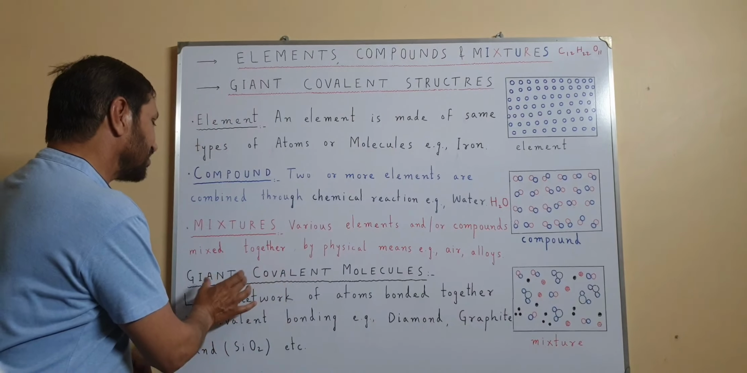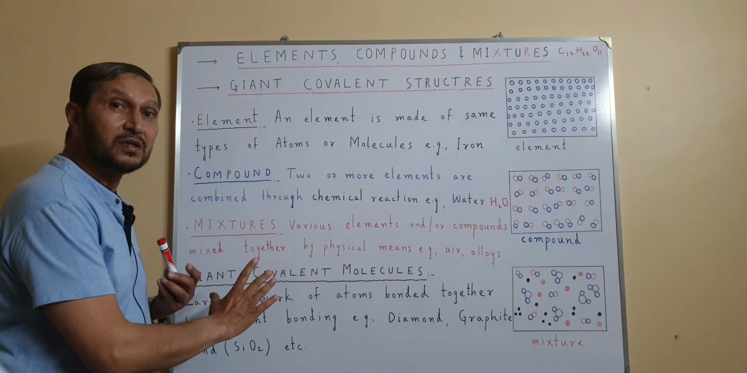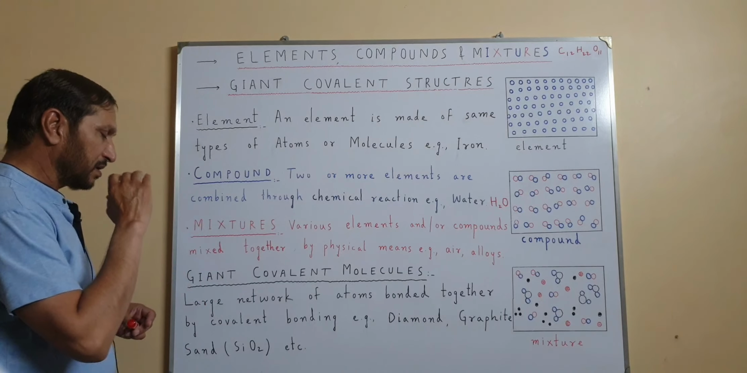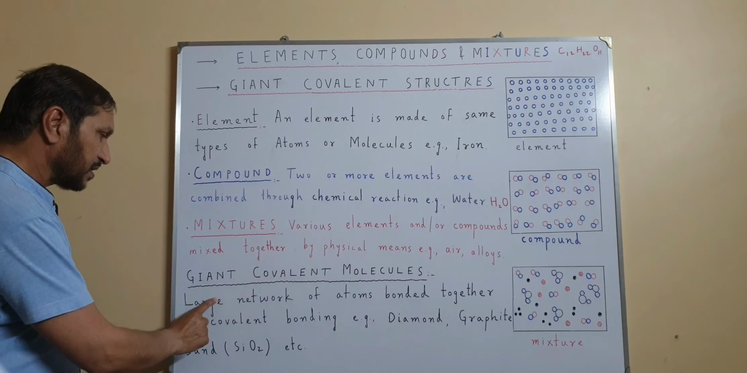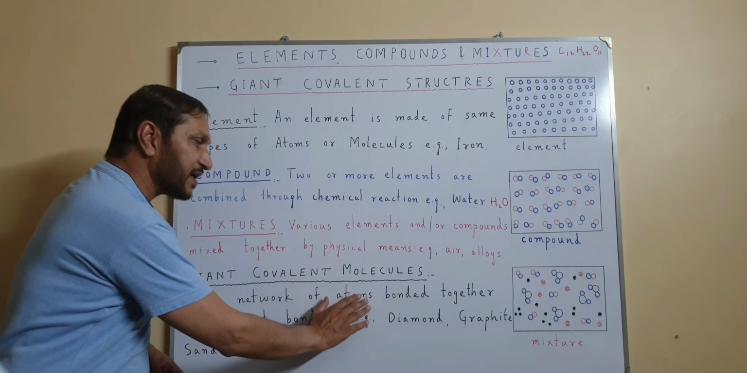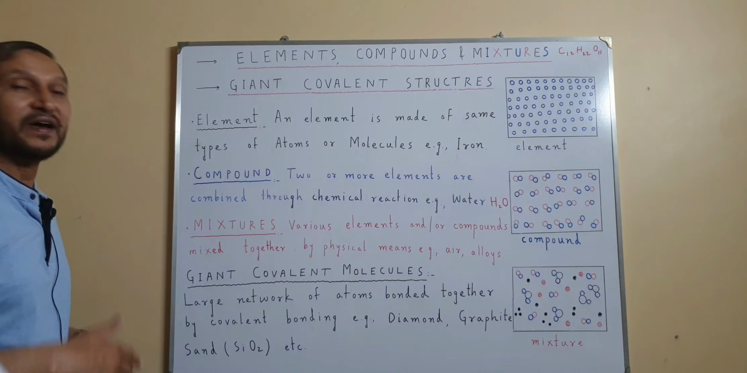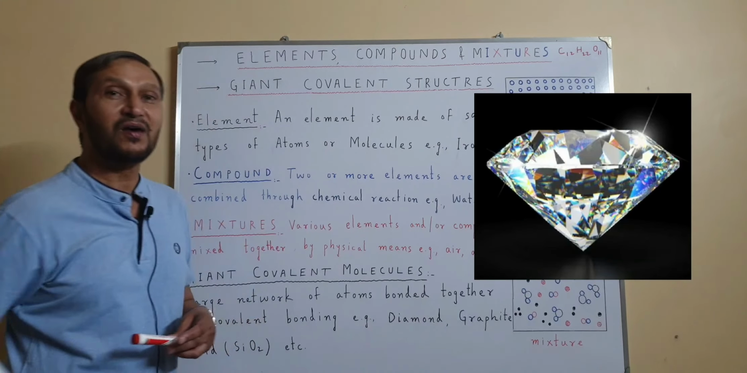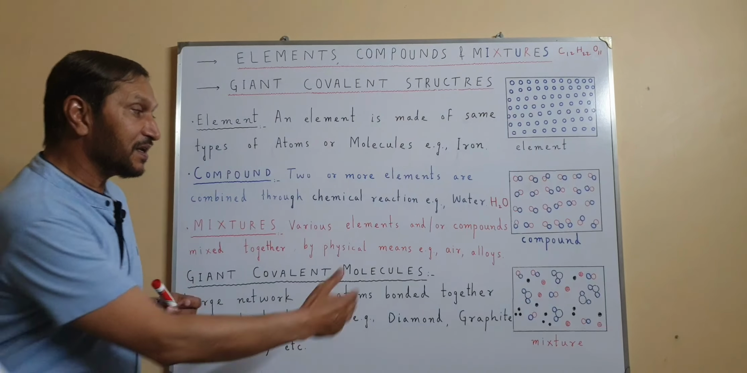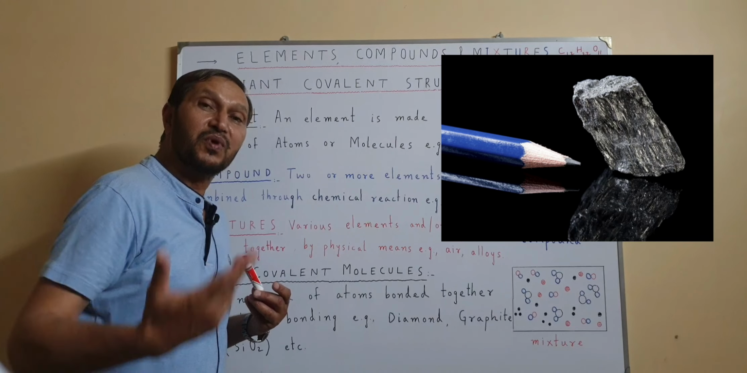Now come to giant covalent molecules. Giant means large. Sometimes they are also called macromolecules. So what about giant covalent molecules? We can define them as a large network of atoms bonded together by covalent bonds. For example, diamond is an example of a giant covalent molecule. Similarly, graphite is another example of a giant covalent molecule.